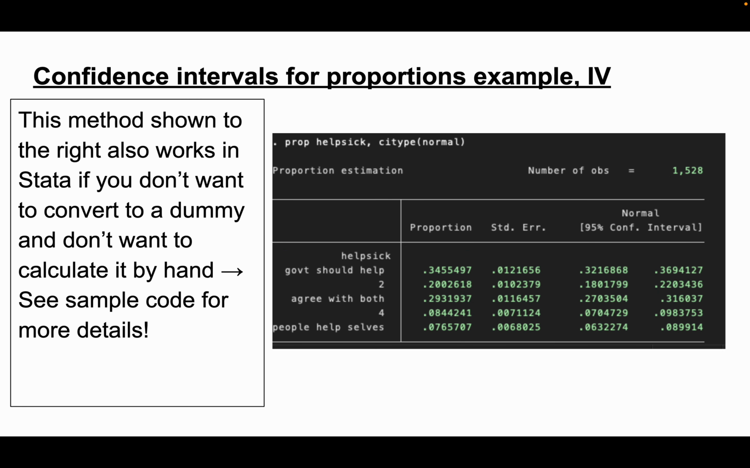Note that this method also works in Stata if you don't want to convert to a dummy and don't want to calculate it by hand. You can see some sample code for more details. Here you have to specify the CI type. In this case, we're going to use the option normal.